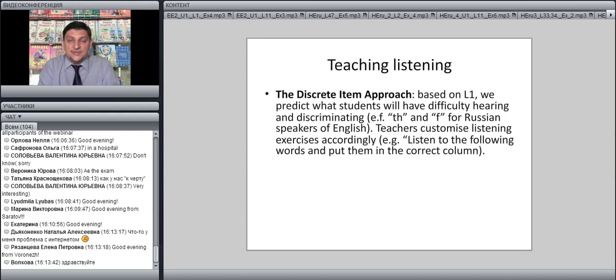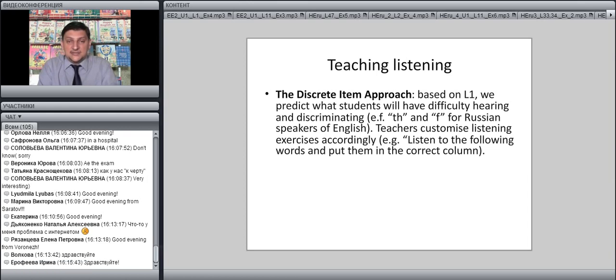Another approach, which has appeared only recently, or fairly recently, should I say, is called the discrete item approach. This discrete item approach is based on language one, on the native language of students, because we can easily predict what students will have difficulty hearing and discriminating. So, for example, as you know, a lot of students in Russia have problems hearing and discriminating between the sounds th and f, and lots of students substitute f and use this sound instead of th. And you can customize listening exercises accordingly.